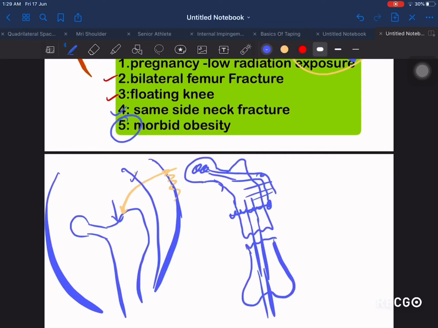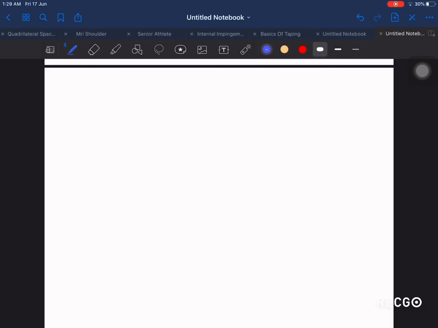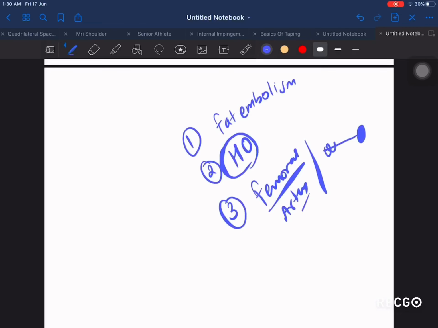Now the last thing is, let's look at the complications associated with this femur nail, with this femur fracture. Number one, we know fat embolism. Second, we know there is a risk of heterotopic ossification. And third is a femoral artery or nerve injury, that is very rare. Femoral artery or nerve injury while inserting screws. This can happen in the proximal aspect from the lateral to medial.